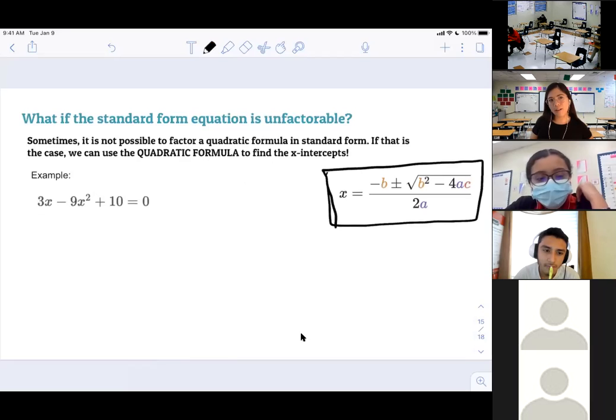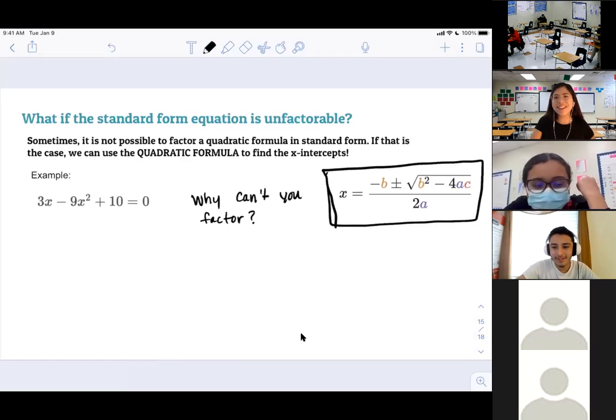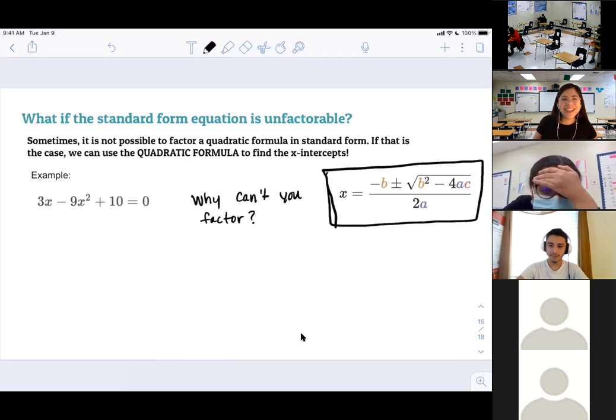So here's my question. How come you cannot factor this function? Because it's not in standard form. The leading coefficient is not there. Don't listen to me, I'm wrong. Do not worry. You are so afraid of making mistakes, Perla, but your mistakes are always right.